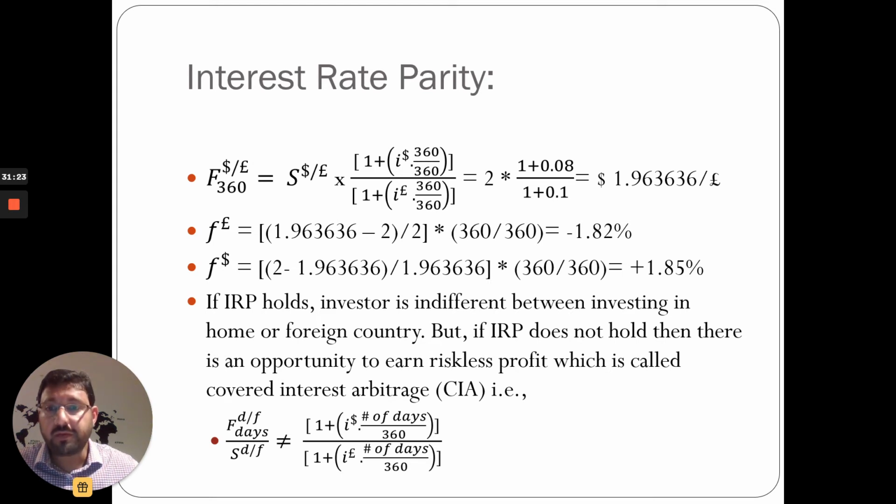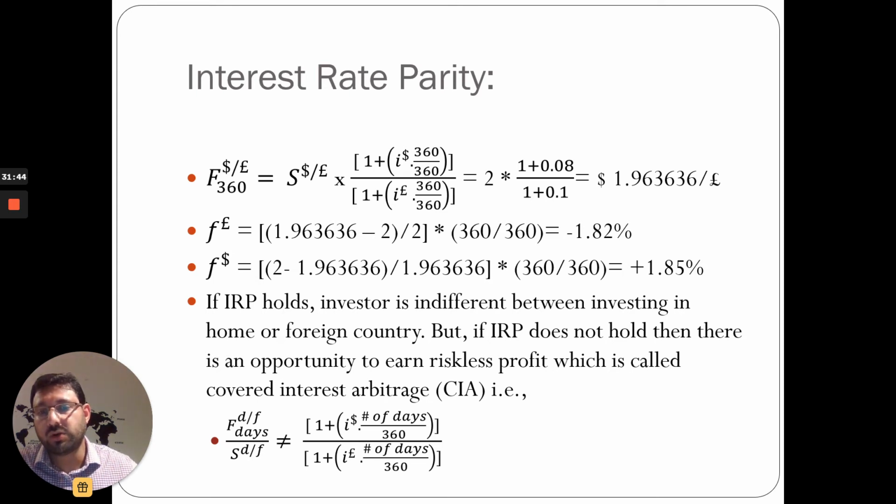So again, the same thing, if interest rate parity holds, investors are indifferent between investing in home or foreign currency. But if interest rate parity does not hold, which is important, then there is an opportunity to earn riskless profit, which is called covered interest arbitrage.